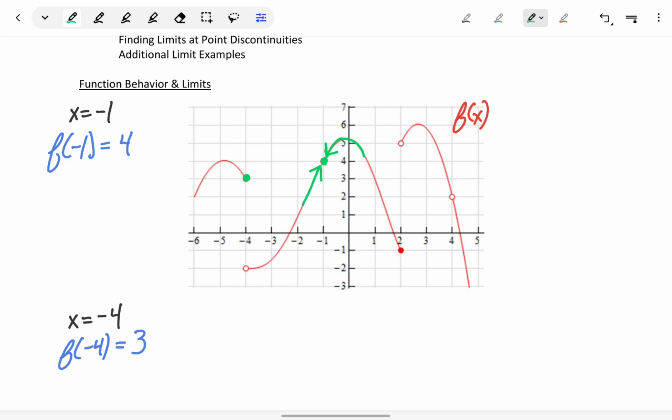And now if we consider tracing our curve from the left-hand side, we see that we approach that function value of 3. But if we trace our curve from the right-hand side, we're approaching a different function value. We're getting closer and closer to y equals -2.